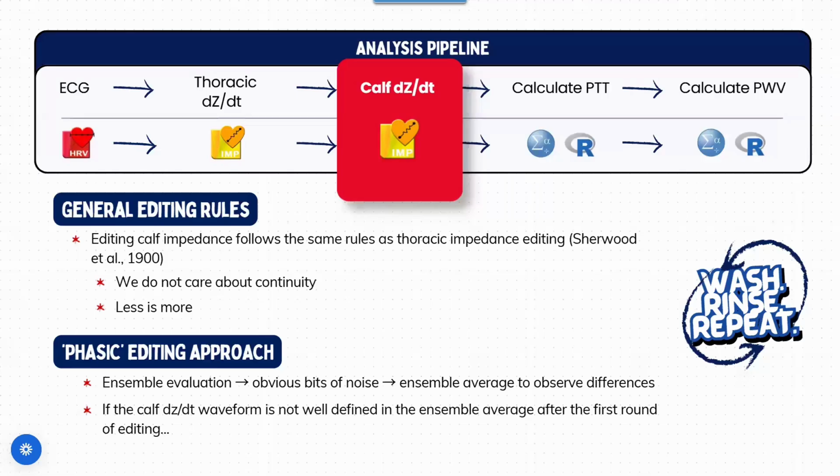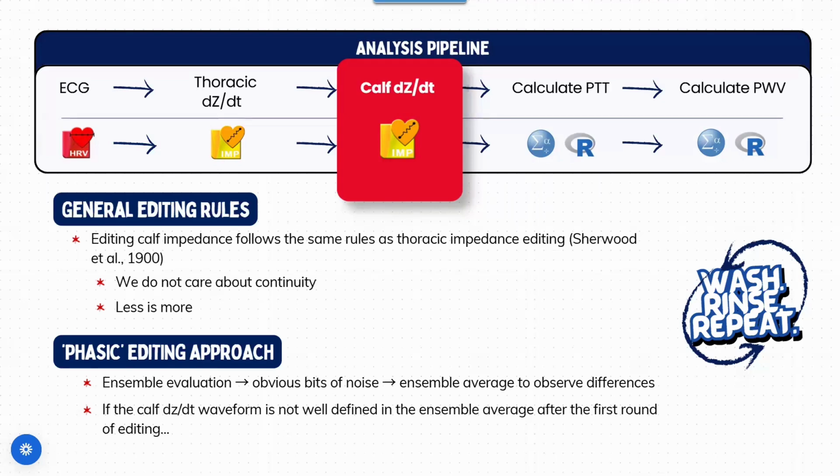Okay. So once we get into calf DZDT, we need to talk about some of the editing rules. Generally, this is going to follow the same editing rules that you're used to with thoracic impedance. In this case, unlike HRV, we do not care about continuity. We care about good cycles of ECG with good cycles of calf DZDT. And so generally, when we're editing, we're going to go for a less is more approach.